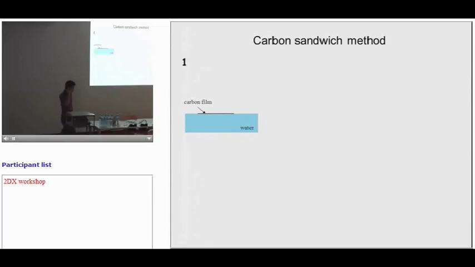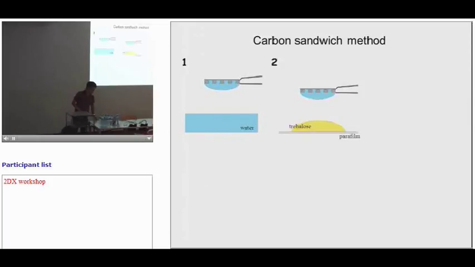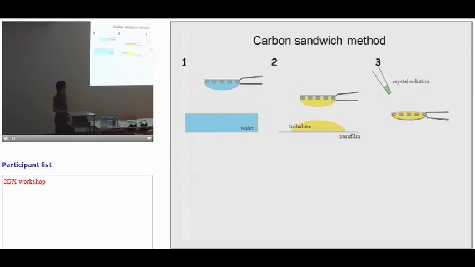The procedure is partway the same as the back injection method. A carbon film is floated onto water, and this is picked up with a grid. Then the water is replaced by embedding medium. The grid is turned over and a few microliters of crystal solution is injected and mixed.